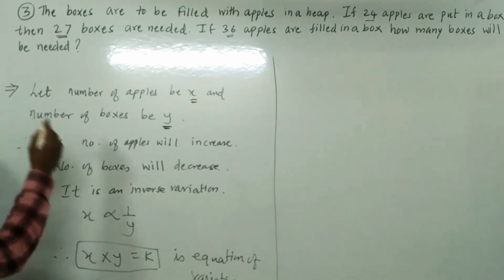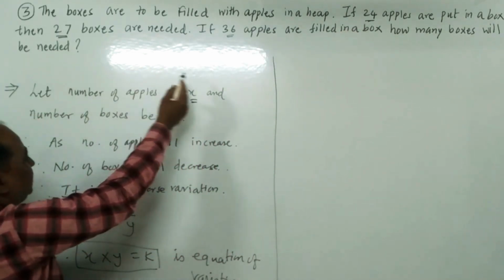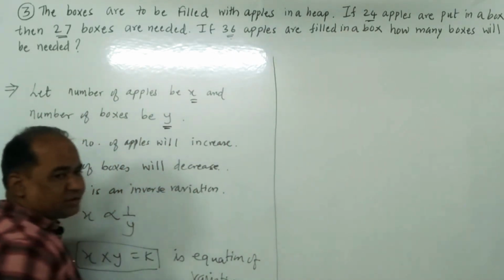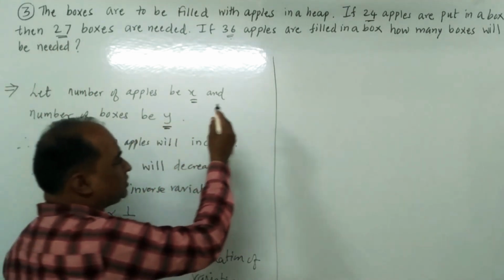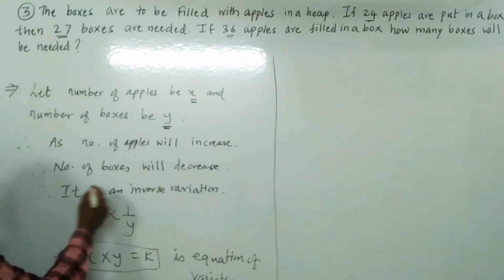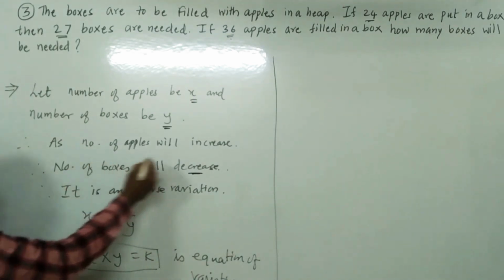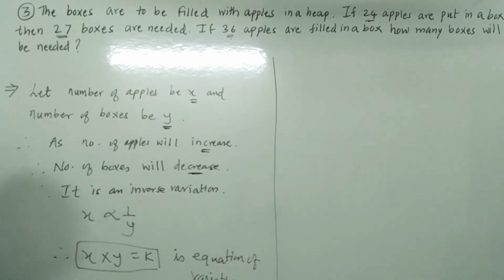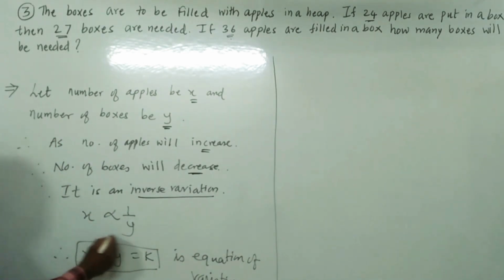In this example, the number of apples is increasing. Now 24 apples, then 36 apples. 24 apples in 27 boxes. So with 36 apples in one box, the number of boxes will reduce. So the number of boxes is decreasing and apples are increasing. In such a situation, when one quantity is increasing and the other is decreasing, then it is inverse variation. Therefore, x varies inversely to y. Therefore, x into y is equal to k is the equation of variation.